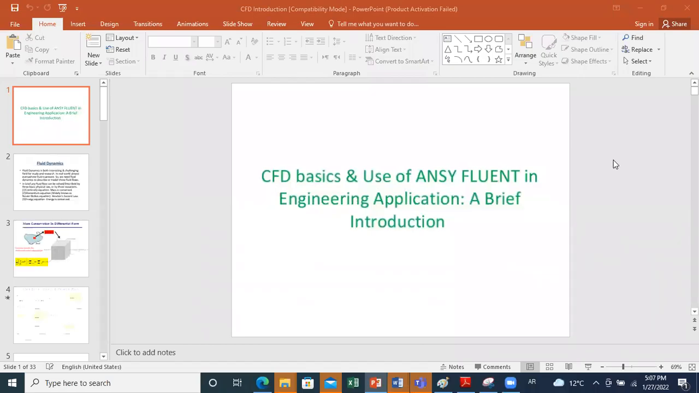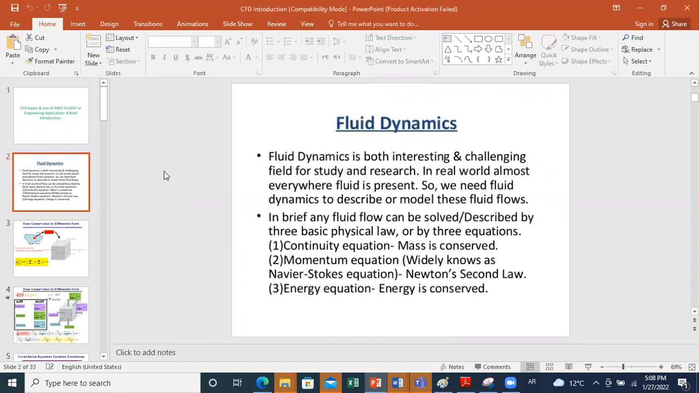So in this session, we will introduce the CFD basics and the use of the software ANSYS Fluent in engineering application. To start with, we know that fluid dynamics is a very important science that is present in a lot of engineering application. This is why fluid dynamics is a very interesting and challenging field to study and to conduct research on. In real world, almost everywhere fluid is present.